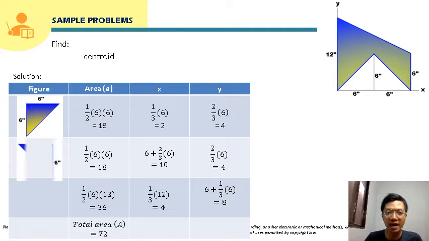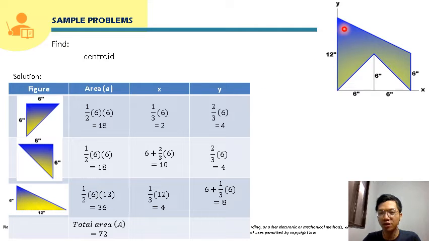Now for the second triangle, this will be the second component area. Its dimensions: this is also 6 inches, this is also 6 inches. And also for the third triangle, its dimension for this side will just be 6 plus 6, so that will be 12. And then this side will just be 12 minus 6, so this will be 6 inches. So these will be the dimensions of the sides of this triangle.